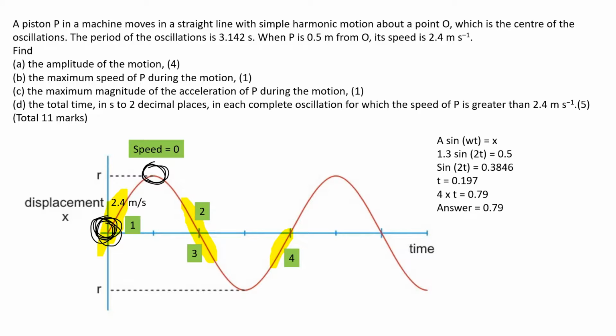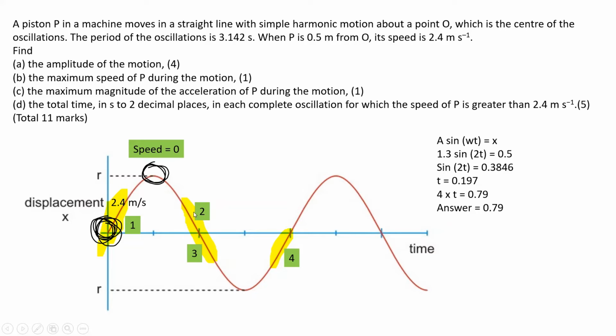Alternatively, you can use a sine omega t. So here, because the maximum speed is 2.6, and then it reaches 2.4, all you need to work out is the time taken to reach 2.4 and then times it by 4. Because when you're using sine omega t, you're starting at the equilibrium position. So you just need to work out the time to reach 2.4 and then times it by 4, because you have where it says 2, 3, 4.